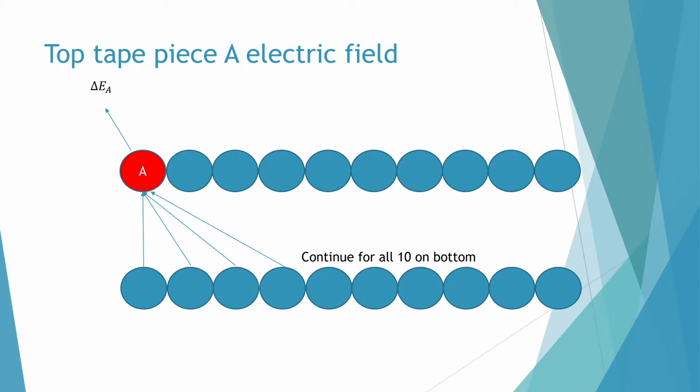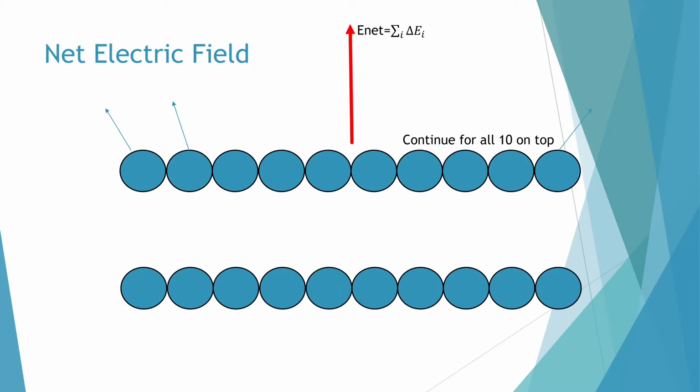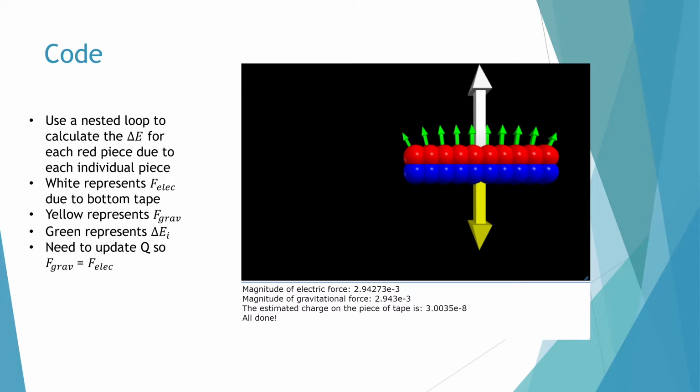So this is a diagram that explains the calculations behind everything. If we're trying to find the electric field of piece A, we're going to calculate the field due to each of the bottom pieces, and that's going to be the electric field due to piece A. We're going to do the same thing for each piece on the top due to all the pieces on the bottom, and that's what the code is going to be doing. And after we do that for all 10 pieces, we'll get the net electric field, which is the sum of all the individual electric fields. So that is explaining what our code is doing.